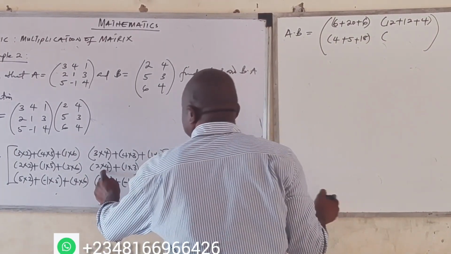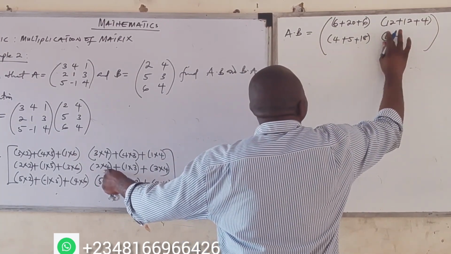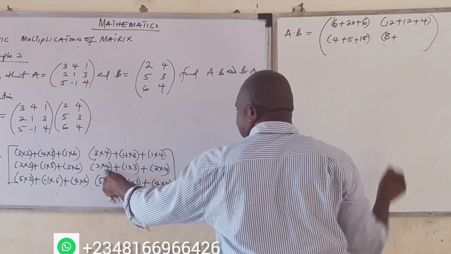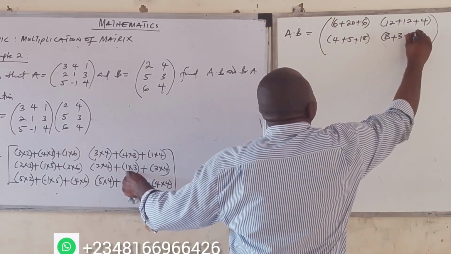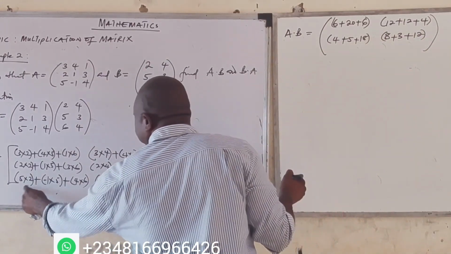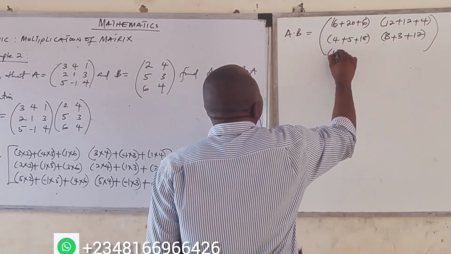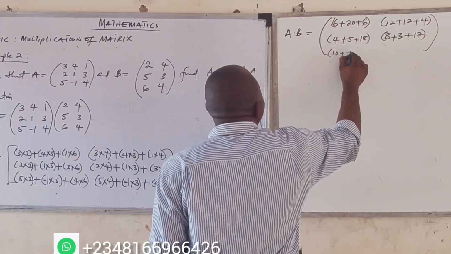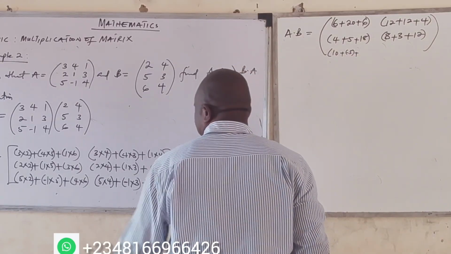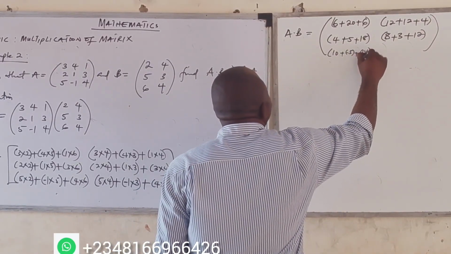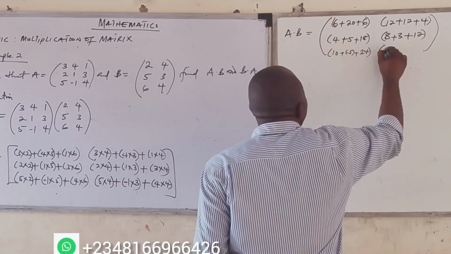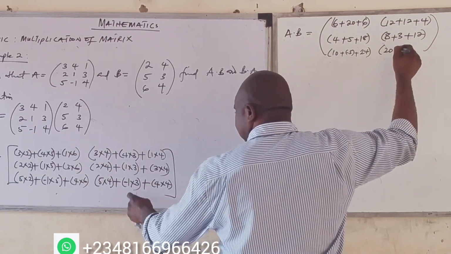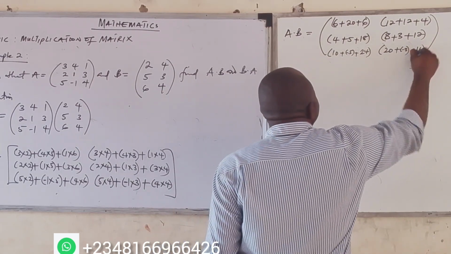Then the next one is 8. 2 times 4 is 8. We have 8 plus 3 plus 12. Then lastly, this is 10 plus minus 5 plus 24. Then this one here, we have 20 plus minus 3 plus 16.